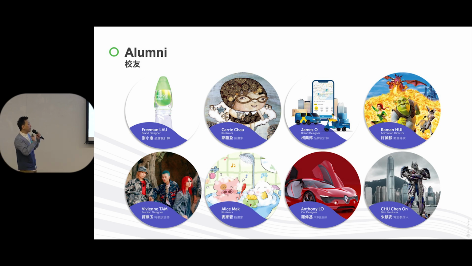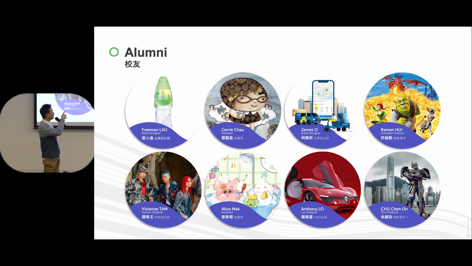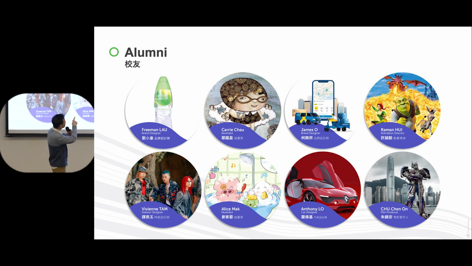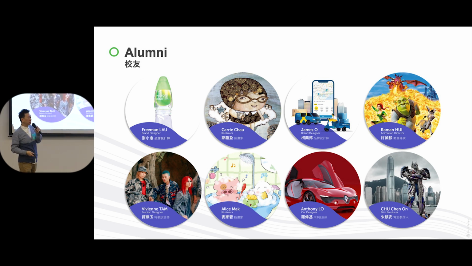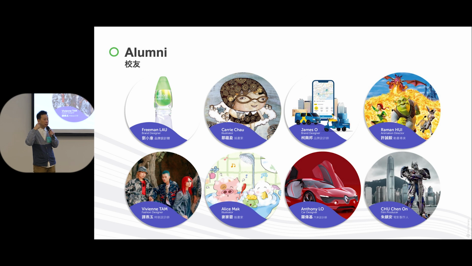Okay, this is an example of what I would say are famous people that graduated from the School of Design. Freeman Lau, a famous graphic designer and brand consultant, and Carrie Chow, a famous local illustrator, and James Orr, who graduated from advertising, I remember. He started a business, I think, 9 years ago, called GoGo Van, and now it's on the stock market and become OOX. So this kind of entrepreneur always comes back to school for sharing.